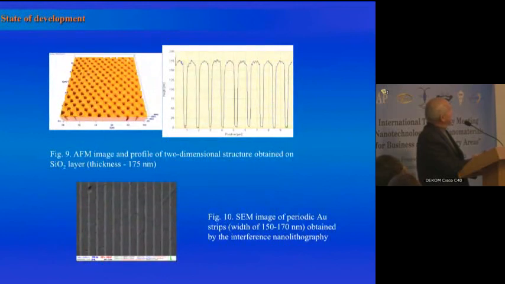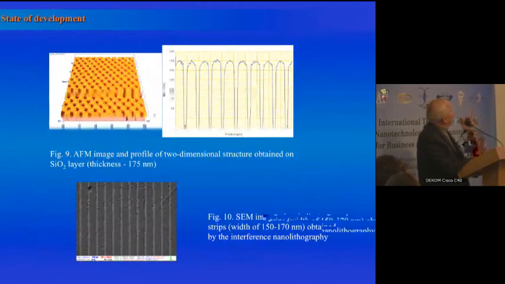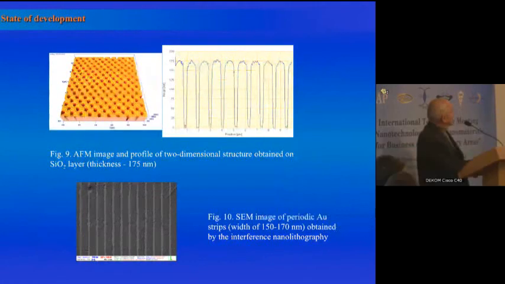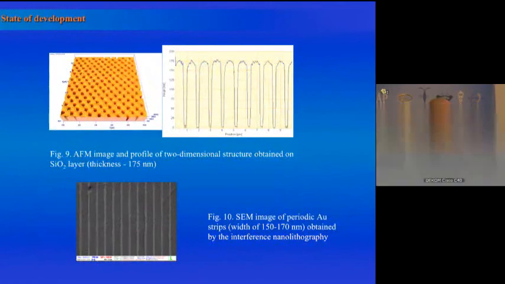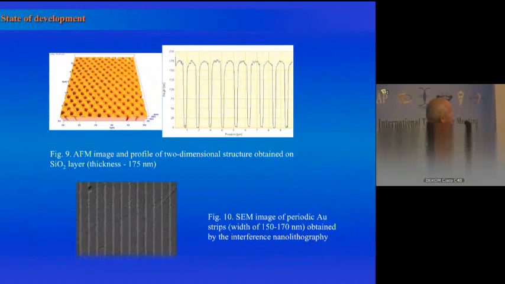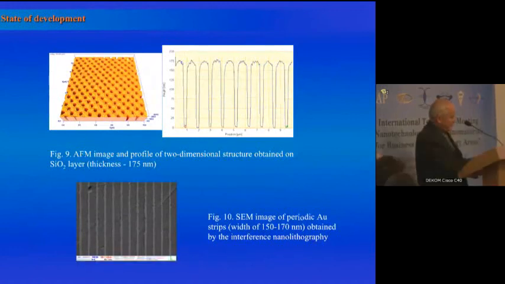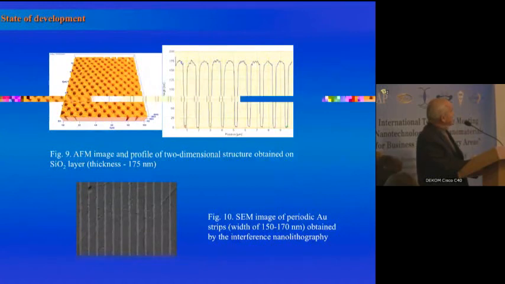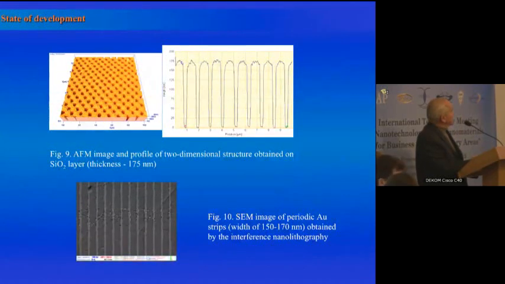This is a silicon oxide layer, and there are these holes that we built, and we can grow the nanorods, silicon nanorods, and use it as a template. Another example, the metallic structures. This example shows the structure of golden stripes, 15 nanometers thick.